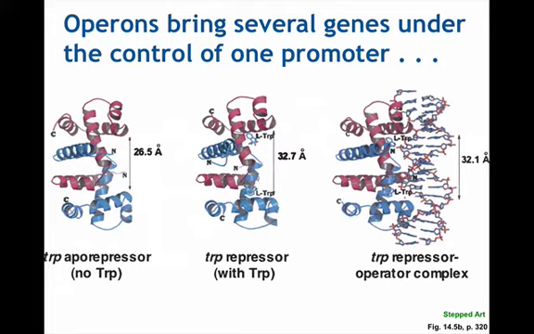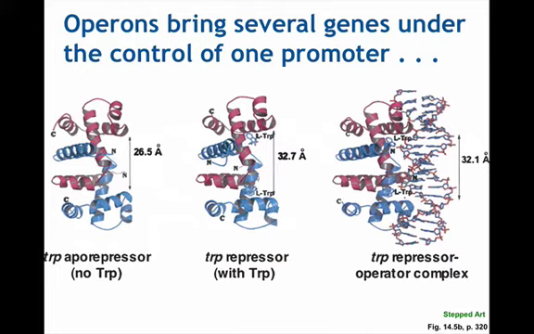Any questions about that? This is a biosynthetic operon. If we can get trip from the environment, or we've already made enough, then that excess trip will bind onto this repressor, allowing it to shut off transcription.